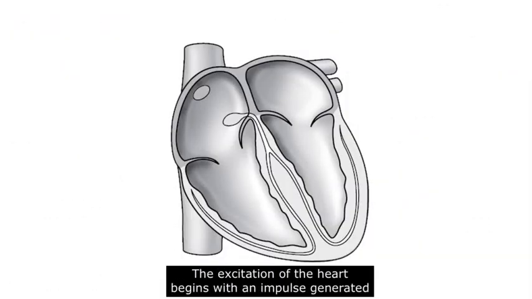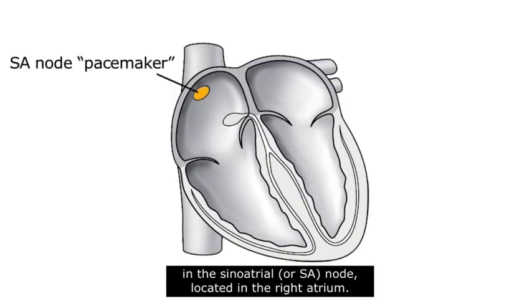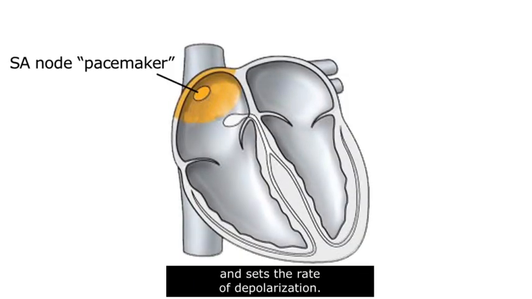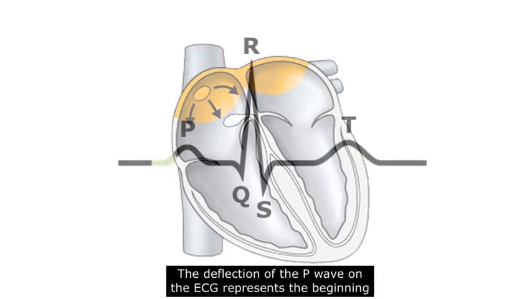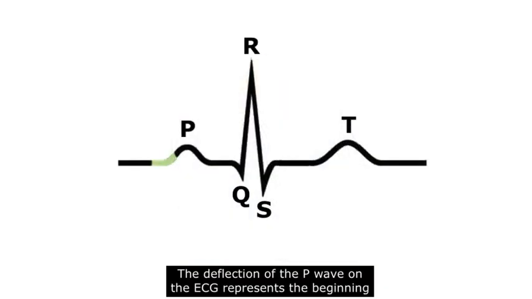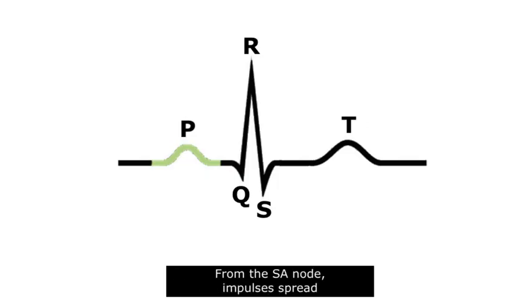The excitation of the heart begins with an impulse generated in the sinoatrial or SA node, located in the right atrium. The SA node, also known as the pacemaker, initiates and sets the rate of depolarization. The deflection of the P wave on the ECG represents the beginning of depolarization of the atria. The P wave as a whole is caused by atrial depolarization.